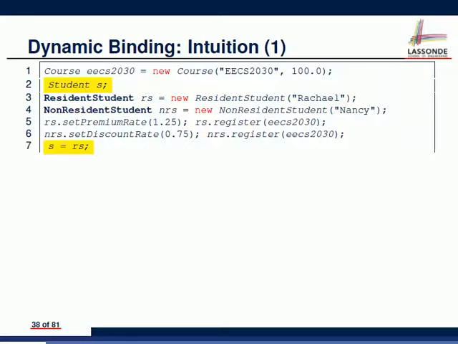Now let's try that. If I say S is assigned to RS, as we learned from the previous slide, this assignment here should be allowed, right? So now, if I say S is assigned to RS, that means it is now pointing to a resident student object, right? Because we know that RS is pointing to a resident student object. I'm going to show you a diagram in just a moment. And then, now, if I say S.getTuition, what should that be? Should I get 100 or should I get something else?